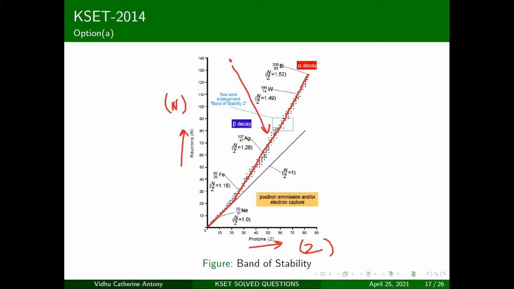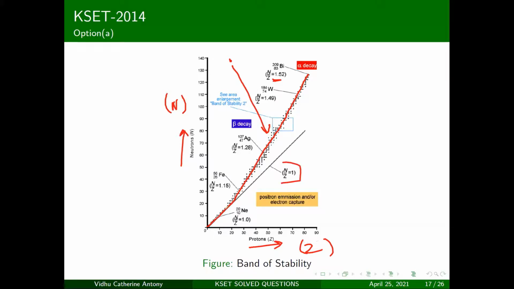If you look at the band of stability, it's pretty much N by Z approximately 1. As you go higher, you require higher values of N by Z, about 1.5 and so on, to balance the large number of neutrons. This happens to be the range in which the N by Z ratios get balanced, about 1.5, 1.4, and so on. So this is the ideal way.